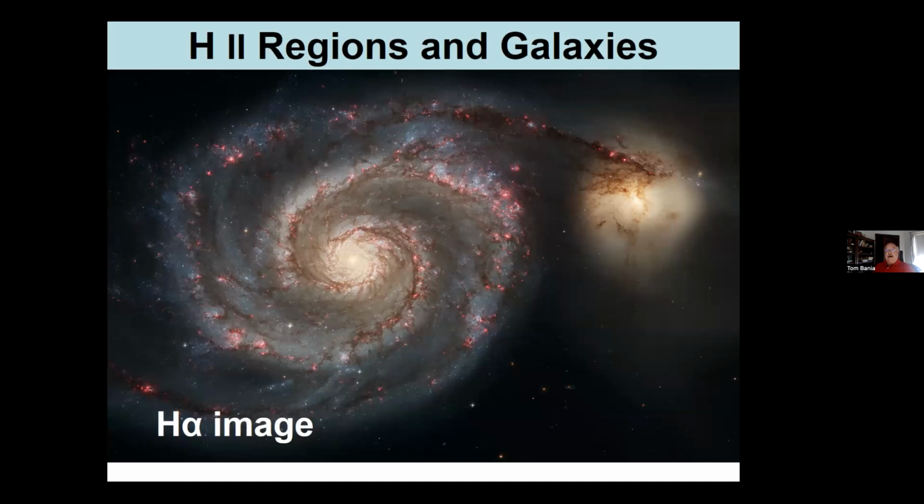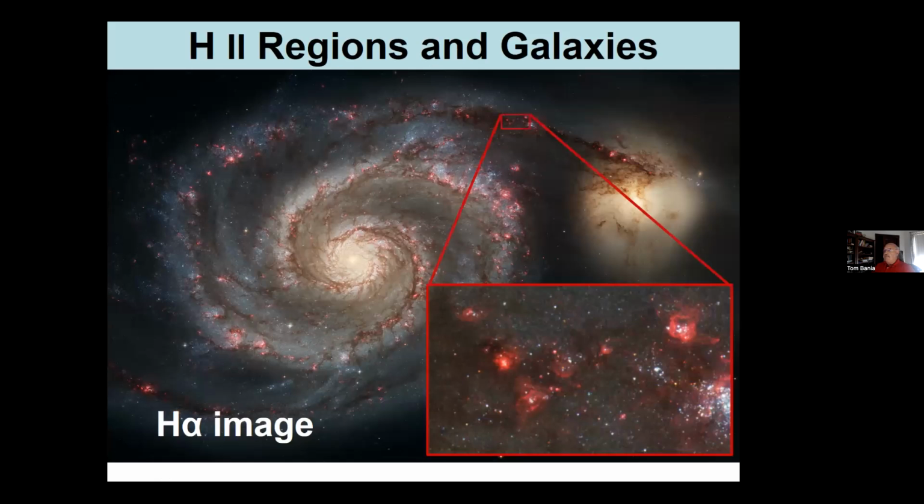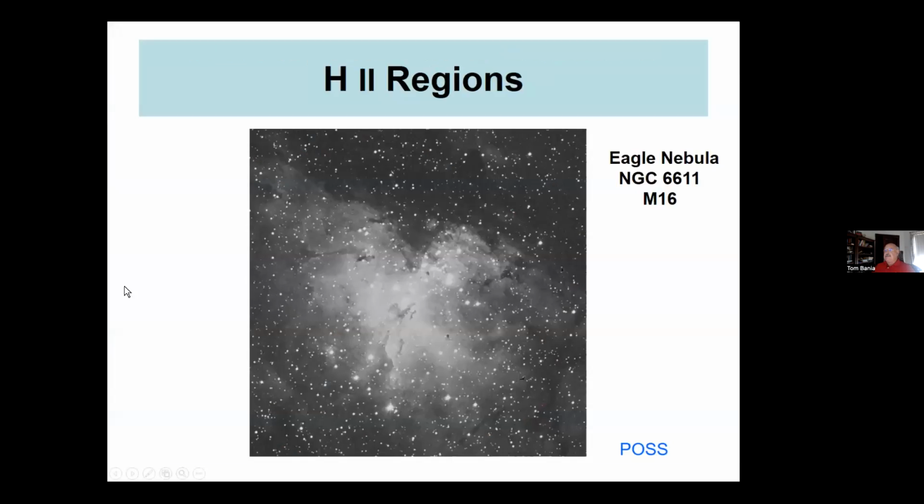H alpha is a recombination line, the really bright red line in the optical, and you can see they are great tracers because of their young age of the sites of formation, and they trace spiral arms. Early recombination line work, well, early H2 region work was optical, right? And so here's a Palomar print of M16. And so you're only going to be able to see things that are nearby due to interstellar extinction.